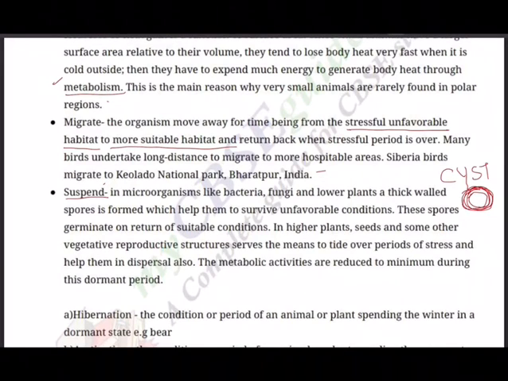And that spore with a thick wall to withstand the unfavorable conditions is called cyst. Cyst formation will be there. So this many layers appearing over the spore wall is to tide over the unfavorable conditions. So these spores germinate on return of suitable conditions. Once the favorable conditions come back, these layers will dissolve and disappear, and the spores will germinate.